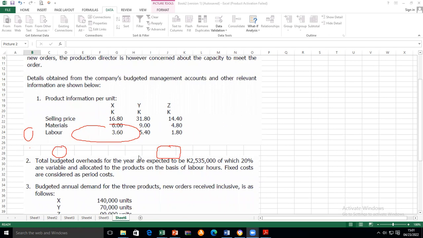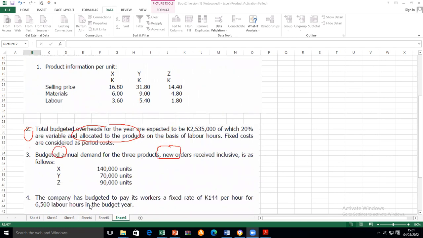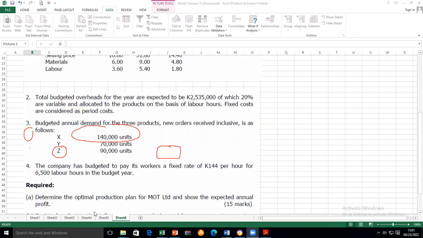So we've got all this information here. The company has budgeted to pay its workers a fixed rate of 144 per hour for 6,500 labor hours in the budget year. Determine the autumn production plan.